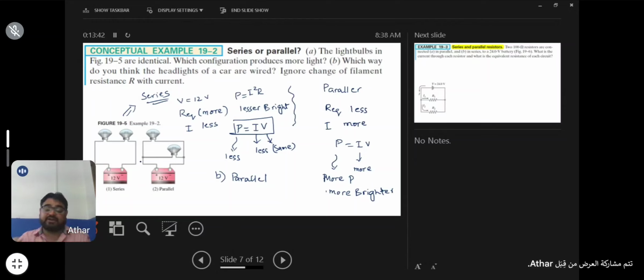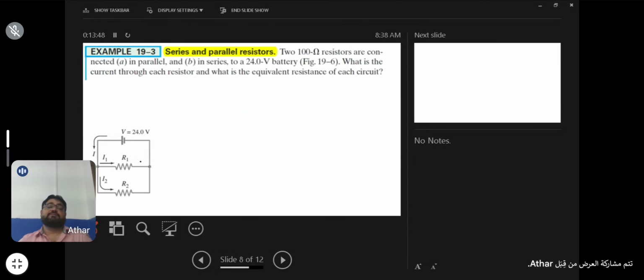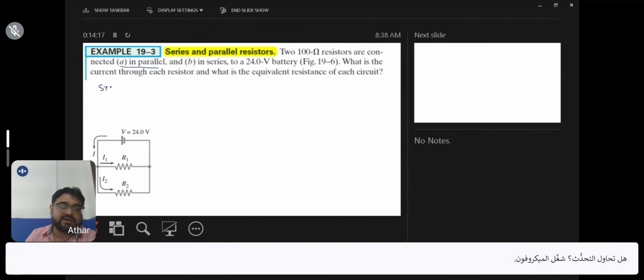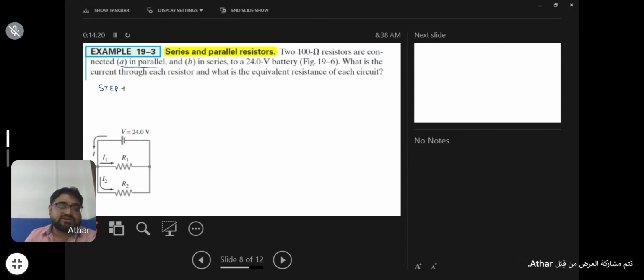Now let us move to a very important application, which is called the numerical problem. Here we have a parallel combination. I just drew the figure for parallel; I will show you the series in the next slide. If we are using the parallel combination, the battery voltage is given as 24 volt. What is the current through each resistor? If you remember, I told you earlier, the first thing is to find the equivalent resistance. Step one, for series and parallel combinations, is always the equivalent resistance. So step one, I am going to find R equivalent.